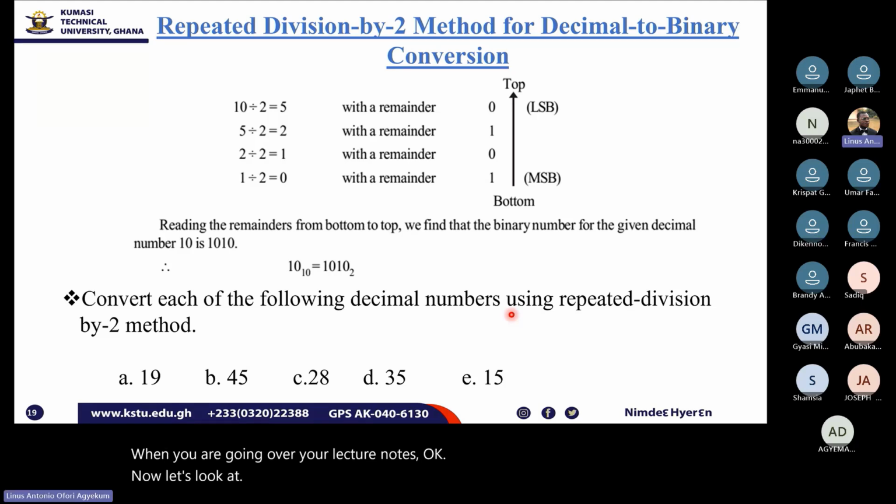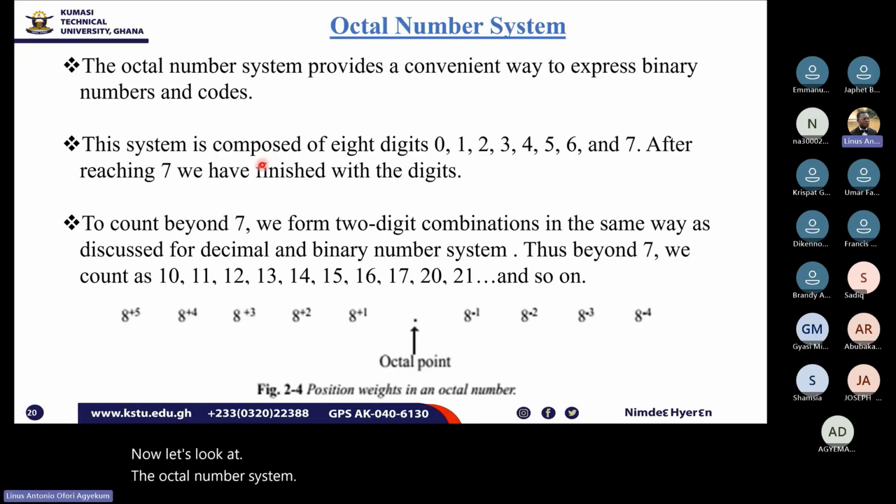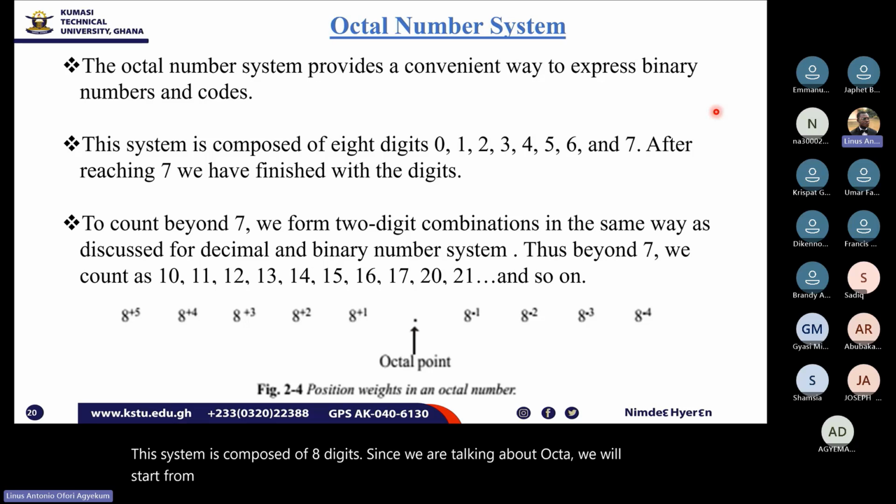Now, let's look at the octal number system. The octal number system provides a convenient way to express binary numbers and codes. This system is composed of 8 digits. Since we are talking about octal, we will start from 0, 1, 2, 3, 4, 5, 6, and end at 7. That is the octal number system.